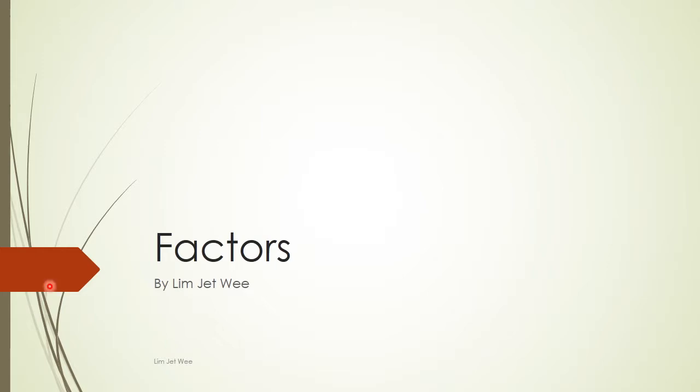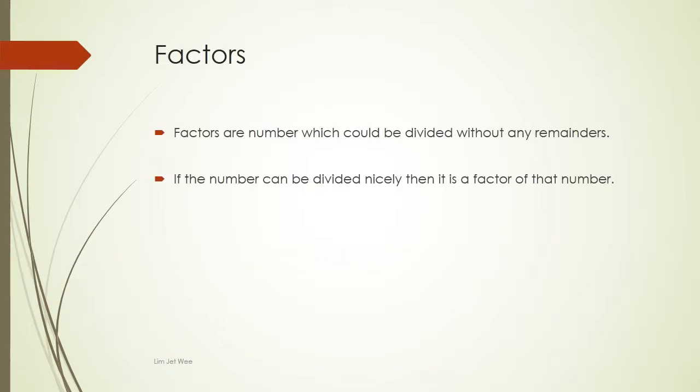Okay, for this particular session, we are going to look at something called factors. What are they? Factors are numbers which can be divided without any remainders. Basically, it means when you divide the numbers, it will end up with a remainder of 0. If the number can be divided nicely, then it is considered a factor of that number.